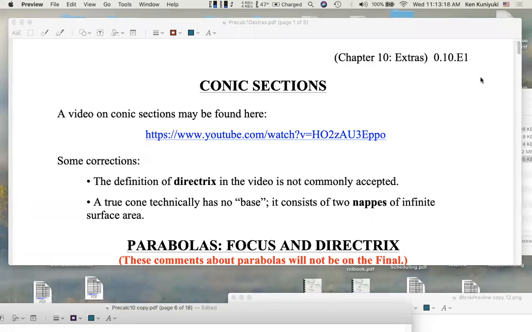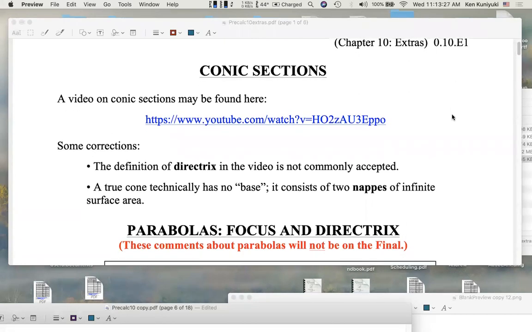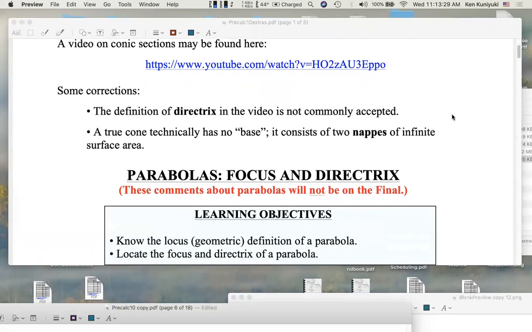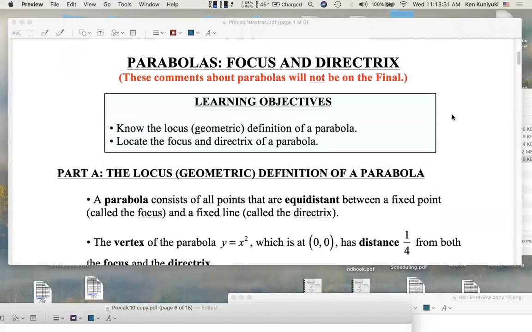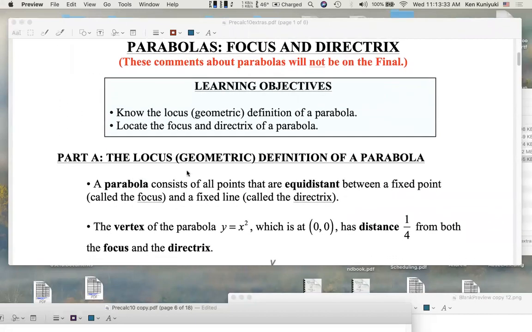Hi everyone, here's some optional but cool notes about conic sections. We're going to talk about some cool properties here. Now, let's go back to talking about parabolas, and let's talk about the locus or geometric definition of a parabola.